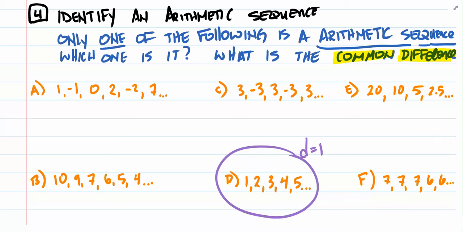Hopefully you see that the answer is D. This is the only one that has a common difference, and the difference happens to be 1. Every other sequence on the page, A through F, is not arithmetic because the difference is not constant. D is the only one in which it is.